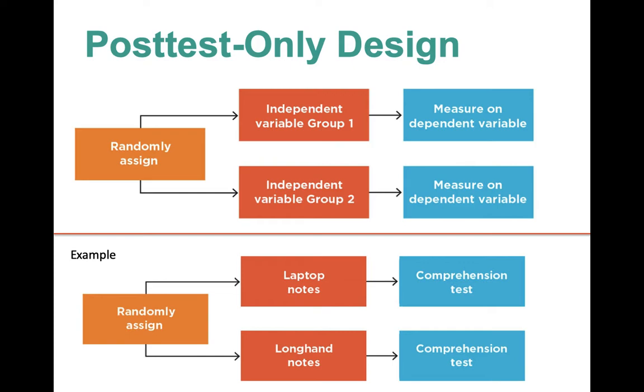All right. So one type of independent groups design is called a post-test-only design. In a post-test-only design, participants are randomly assigned to the IV and groups are tested on the DV just once. The note-taking study was an example of a post-test-only design. The participants were assigned to either use a laptop or take notes longhand, and then they were given a comprehension test. So there's random assignment, and then the DV is administered only once. That's a post-test-only design.